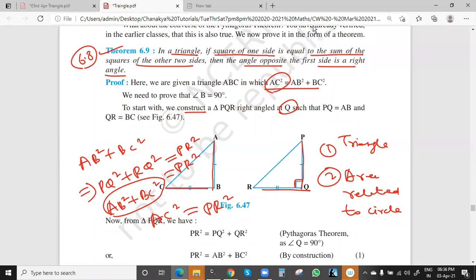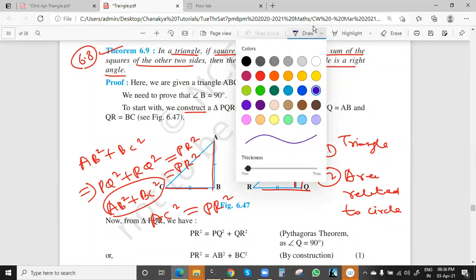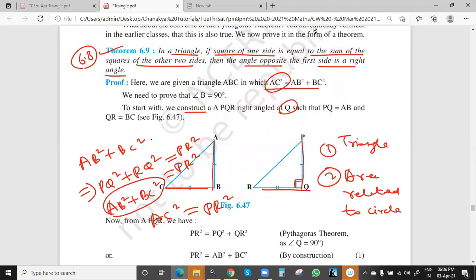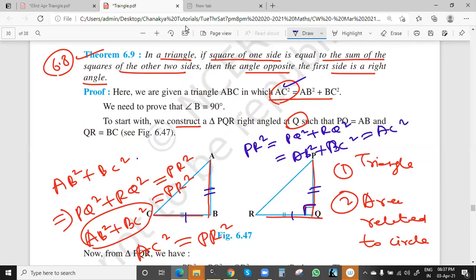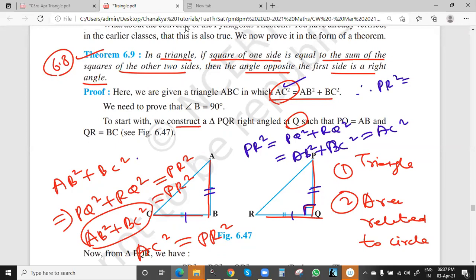And then, what is the method basically? See, first we'll construct a proper right angle at Q, and we'll use Pythagoras theorem. Because angle Q is 90 degrees, PR square equals PQ square plus RQ square. Now we have constructed it in such a way that AB is equal to PQ, so for PQ we write AB square. RQ is equal to BC, so this will be BC square. And AB square plus BC square they are given as AC square. So we can say hence PR square equals AC square.